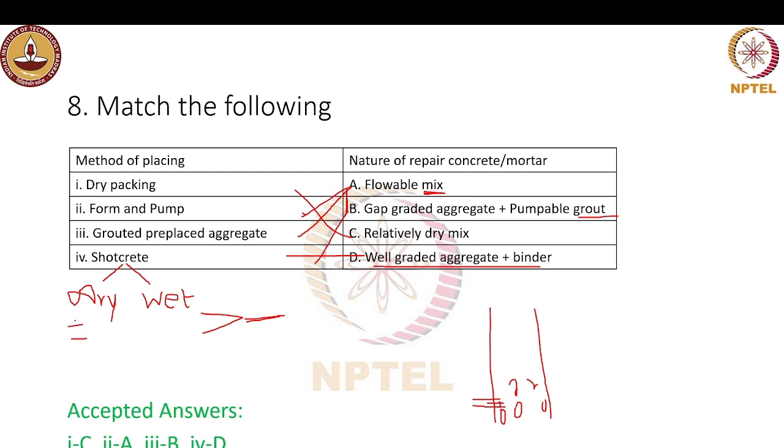So in this case the dry mix should have well graded aggregates and binders, and the other pump will have the water in it. So that's why, on this shotcrete grading, we are saying that well graded aggregate plus binder is the correct option.